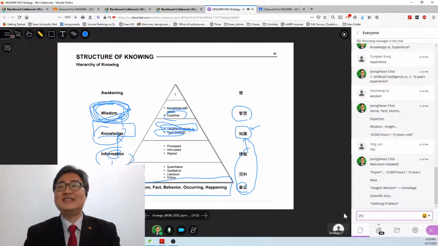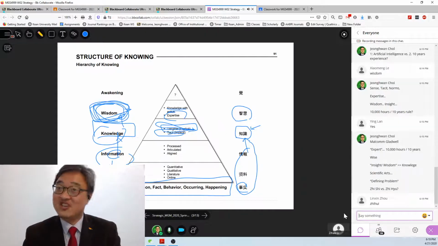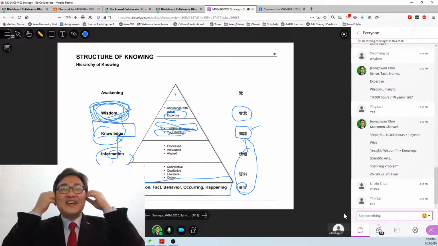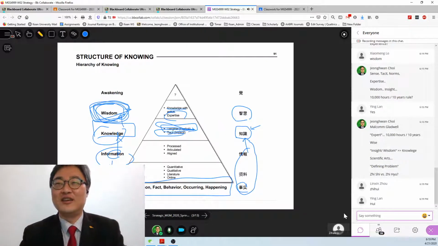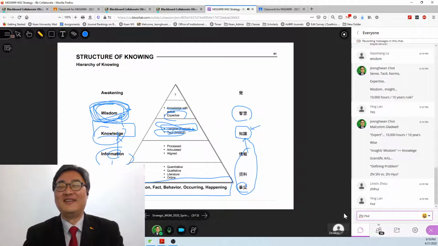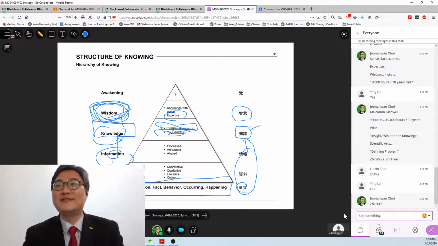Yeah, 지시 and 지혜. Hui. Okay, that's very similar. 지혜, hui. Okay. And can you tell me what is the difference between hui and 지시? Absolutely, the character is different. Okay, the character is different.